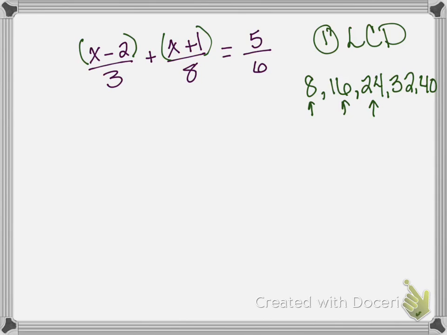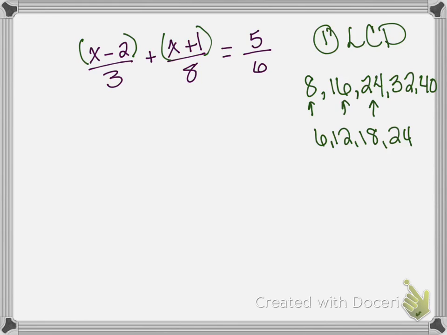Now, if that doesn't work, then you can also write down the multiples of 6. And you can say, oh, there's one. 24 works. So writing down the multiples of these numbers will help you determine what the LCD is.